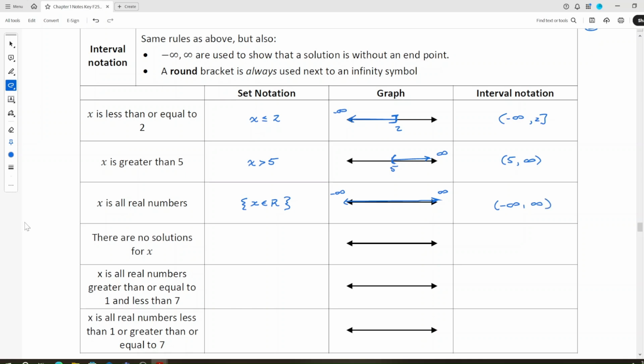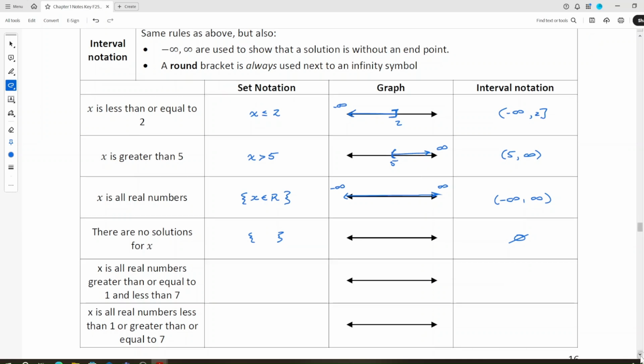The other one would be, what if there's no solutions for x? Oh, well, that's just empty set brackets. There'd be nothing on the graph. And since there's nothing on the graph, it's null. The graph doesn't exist, right? So set notation solution, interval notation solution.